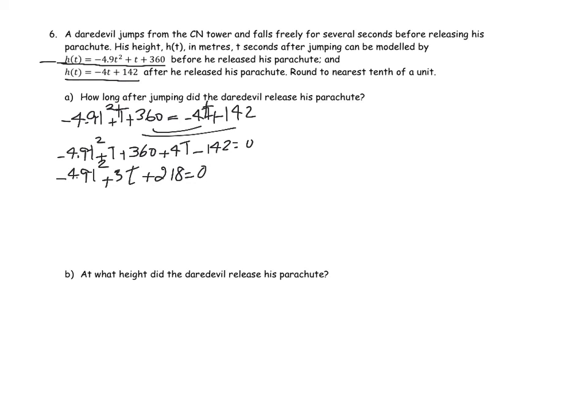Now, this is a quadratic equation. To solve it, I'm going to use the quadratic formula. So the discriminant d is b squared, which is 5 squared, which is 25, minus 4ac, which is 4 times negative 4.9 times c, which is 218. This one is going to give us 4297.8, which is greater than 0, so I have 2 roots here.